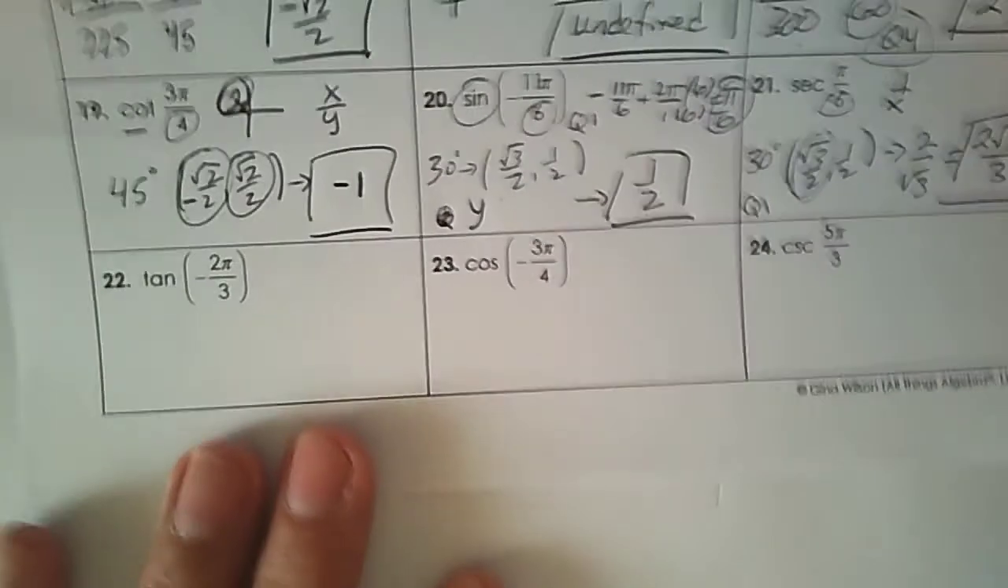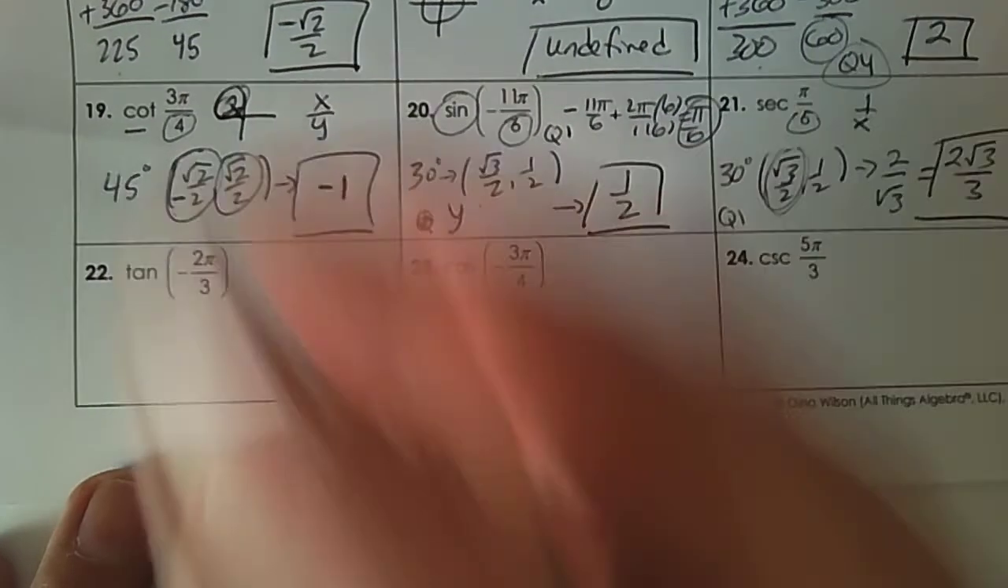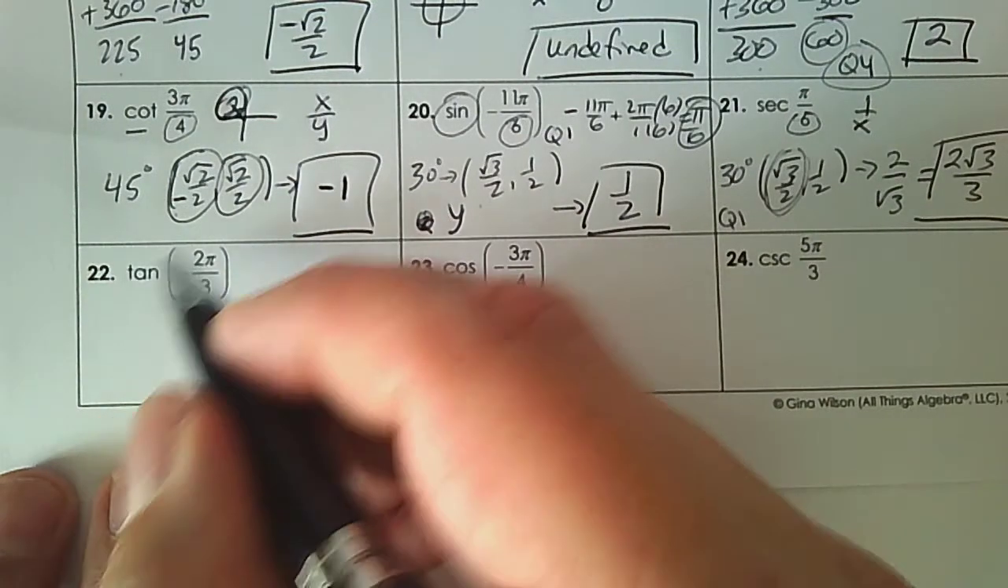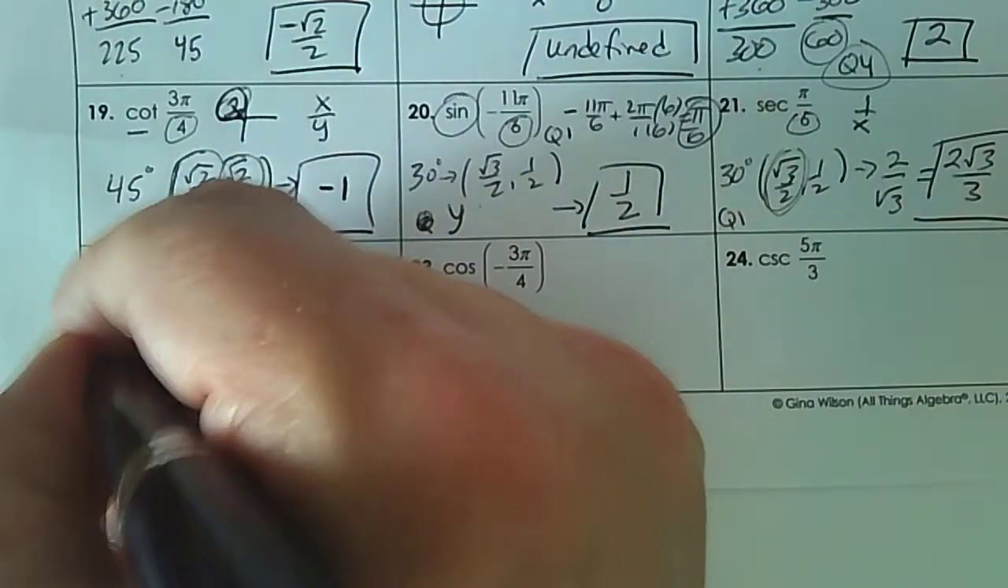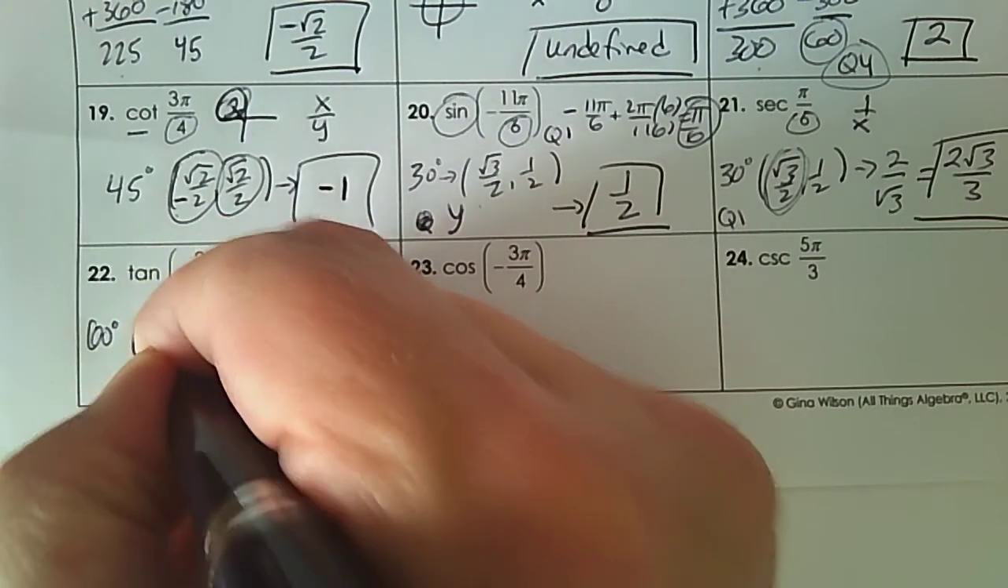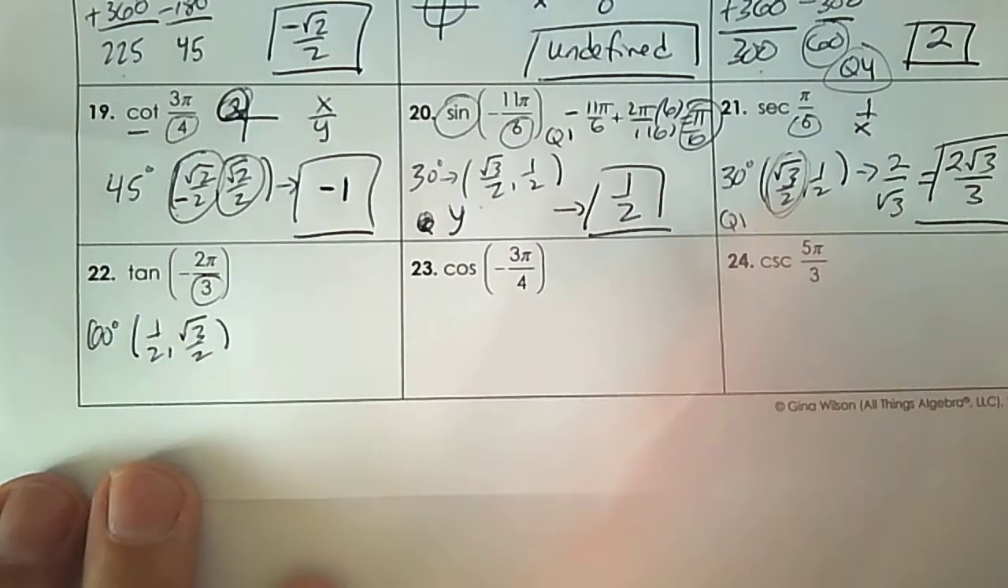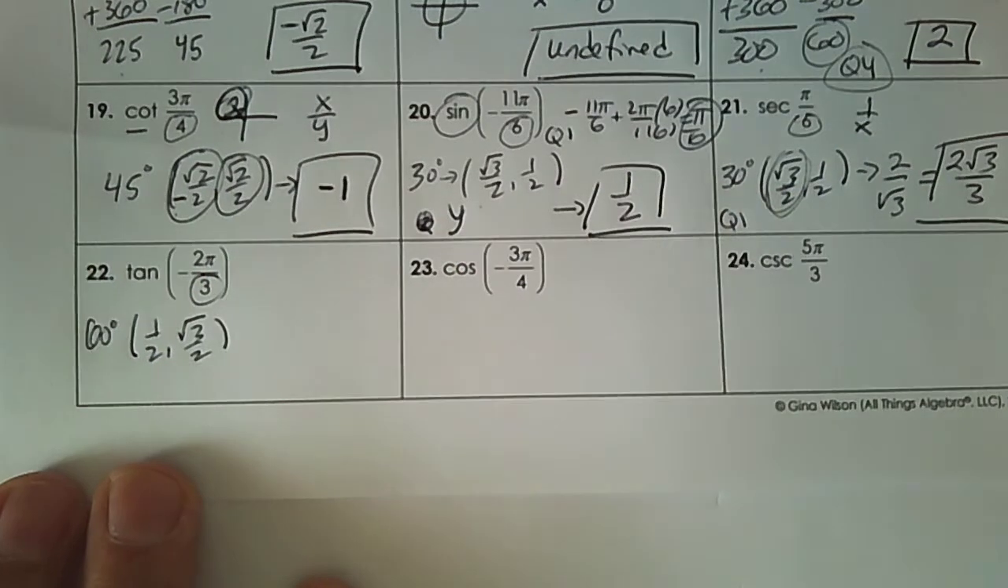Number 22, negative 2 pi over 3. I want to know what the value of that is for tangent. So first thing I notice is the denominator is 3. That means it's a 60-degree reference angle. The point on the unit circle for that is 1/2 and root 3 over 2. The next thing I need to know is what quadrant it's in.